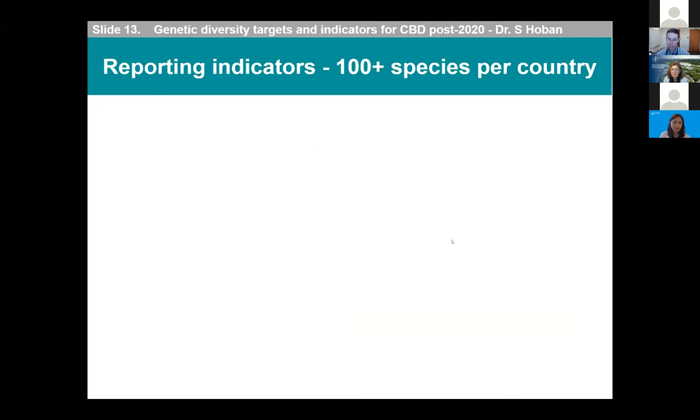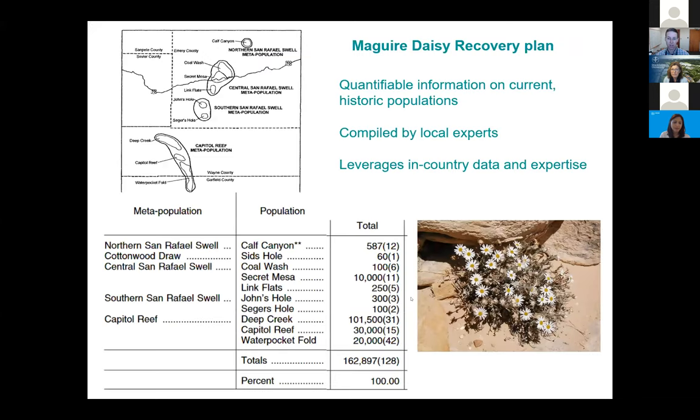So importantly, these indicators — and we will focus mostly on the first two, NE500 and populations maintained — these indicators are for reporting on about 100 or more species per country, not all species in a country. So to be feasible but representative, 100 species would be the amount. Here's one example of where the data comes from.